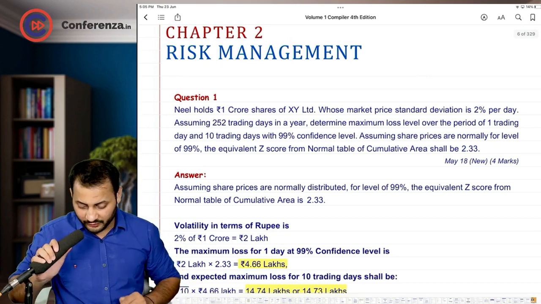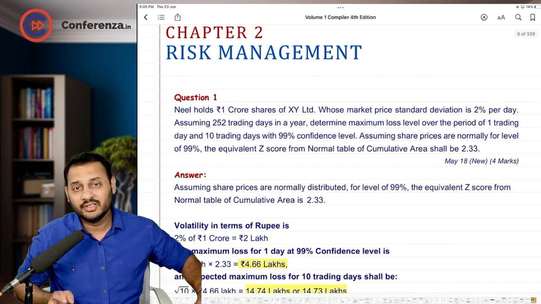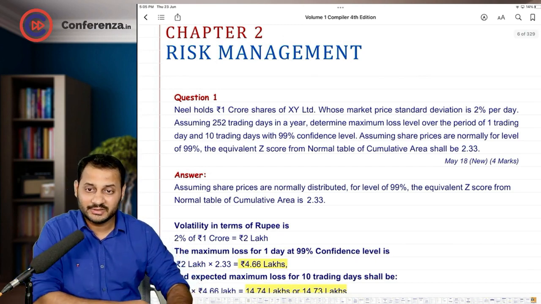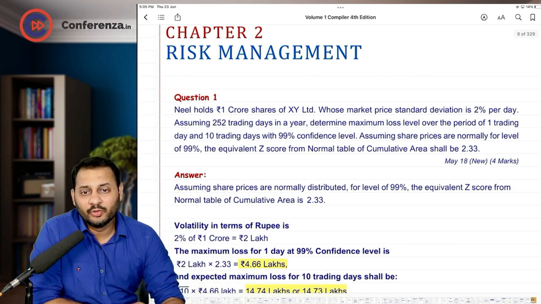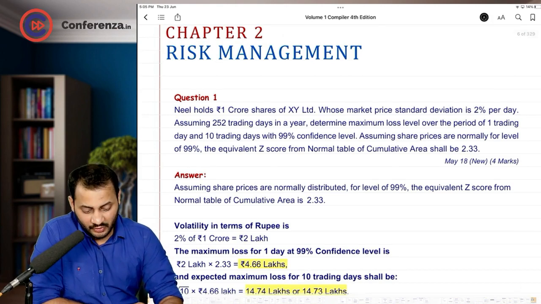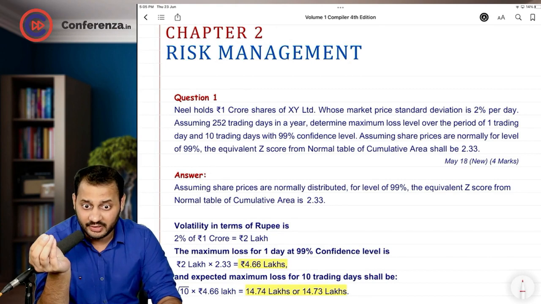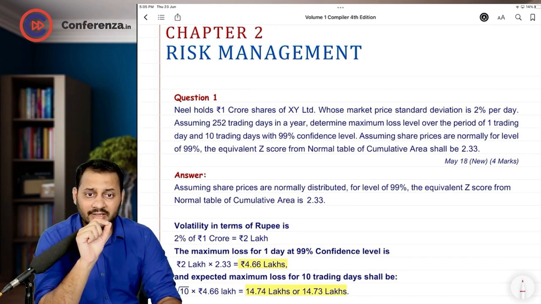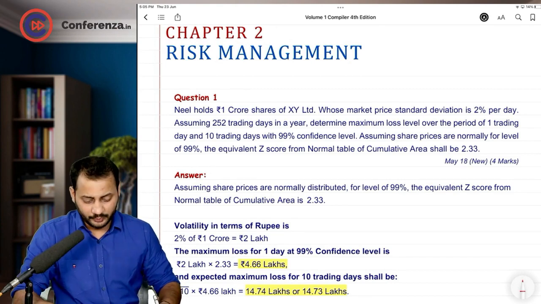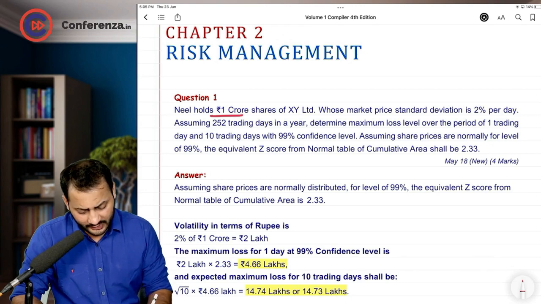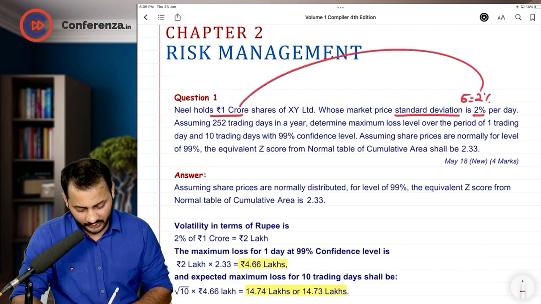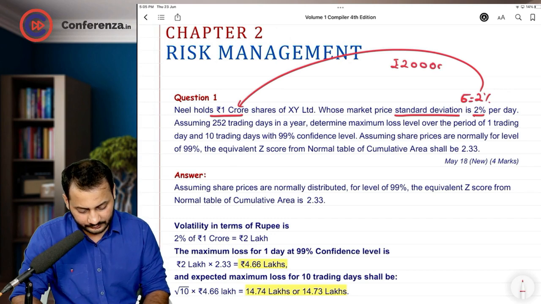So let's read out the first question. Keep the pen with you in order to mark the important things. Neil holds 1 crore rupees shares of XY Limited. So what do you understand by 1 crore rupees of the share? That is his investment. Okay. Whose market price standard deviation is 2%. Now, if you look at this, 2% is the standard deviation. Okay. If you calculate 2% of 1 crore, it comes to around 2 lakh rupees.